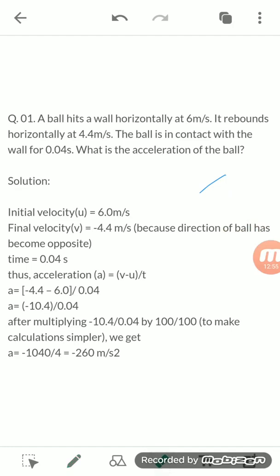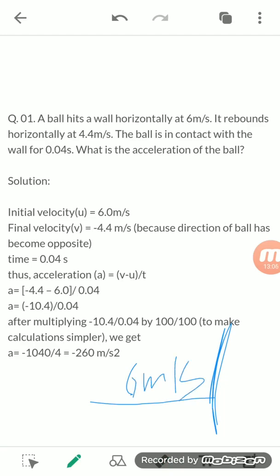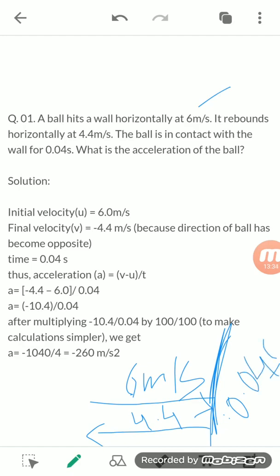So one more example is here. Now see here, a ball hits a wall horizontally at 6 meter per second. When the ball hit, it was moving with the velocity of 6 meter per second, and after that this ball gets rebound, and it rebounds horizontally at 4.4 meter per second. The ball was in contact with the wall for about 0.04 second. So what is the acceleration of the ball?